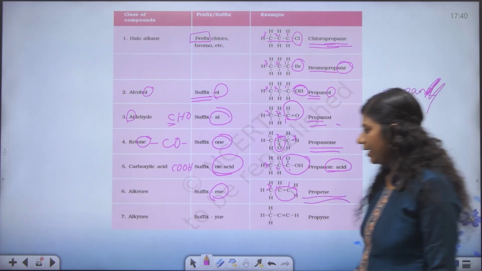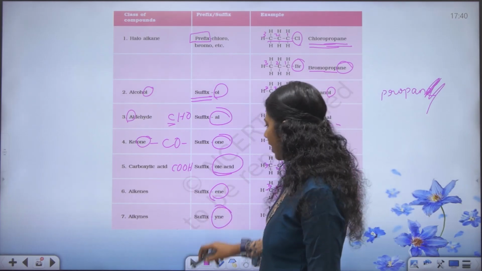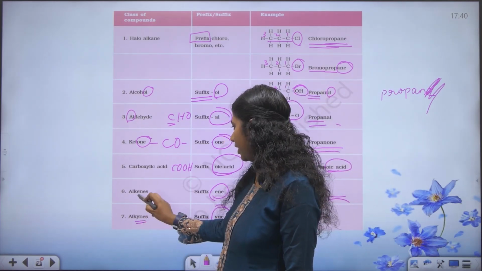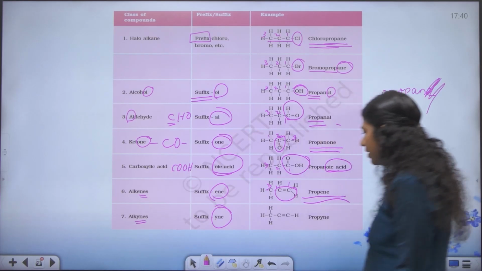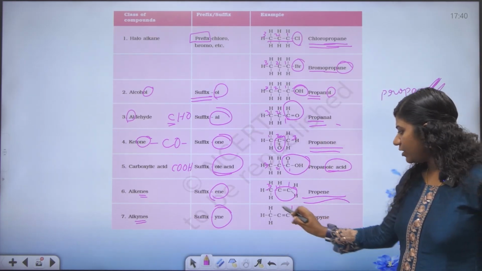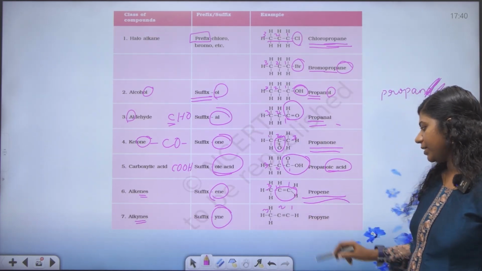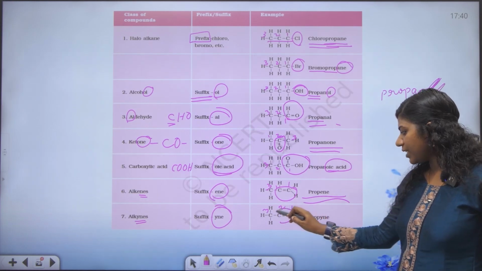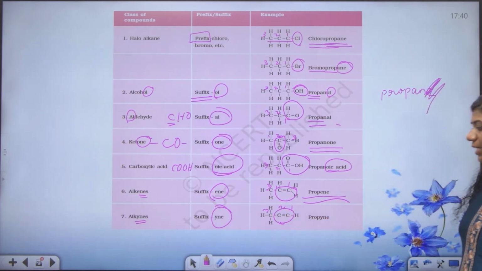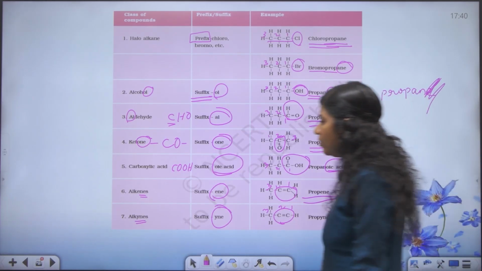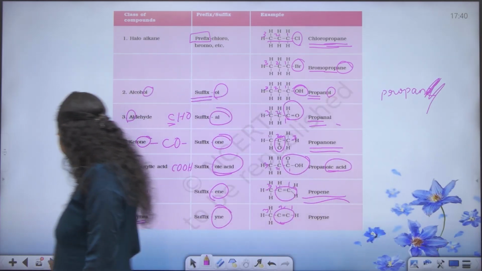And alkyne. Alkyne is used with the suffix -yne. Here 1, 2, 3. Total 3 carbon atoms are present. The bond between the first and second carbon atoms is a triple bond. That means the compound is an alkyne, and the name of the compound is propyne. Okay, these are some common functional groups and examples.